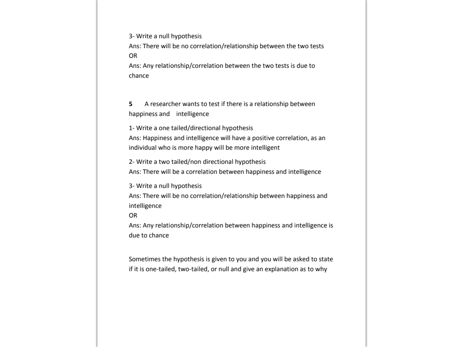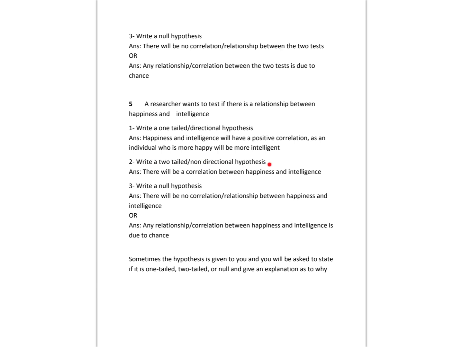Okay, another example, another correlational example. A researcher wants to test if there is a relationship between happiness and intelligence. Write a one-tailed directional hypothesis. Happiness and intelligence will have a positive correlation, as an individual who is more happy will be more intelligent. But I'm not saying that happiness is the reason for intelligence, okay? Because this is not an IVDV. You can even say that happiness and intelligence will have a negative correlation, as an individual who is happy is going to be less intelligent.